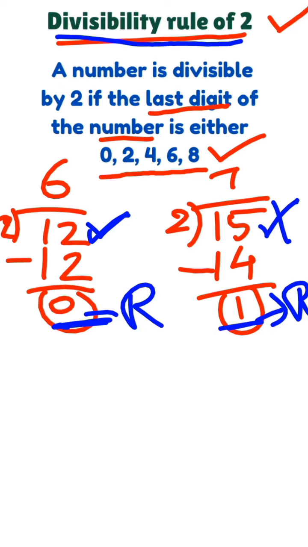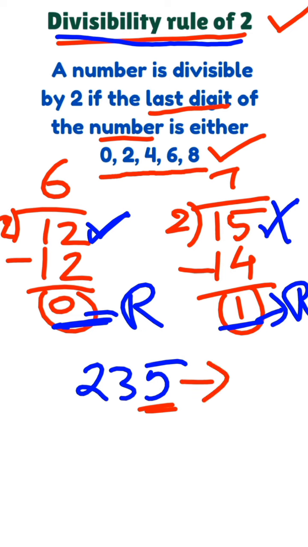Now let us see two examples. Now I am taking a number 235. In 235, just check the last digit. Last digit is 5. 5 is not an even number, right? Therefore 235 is not divisible by 2.